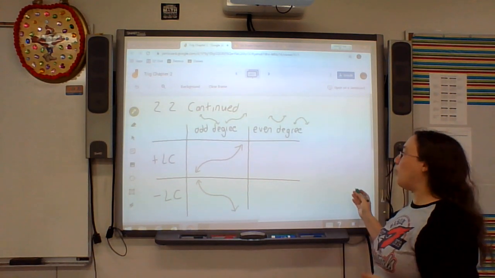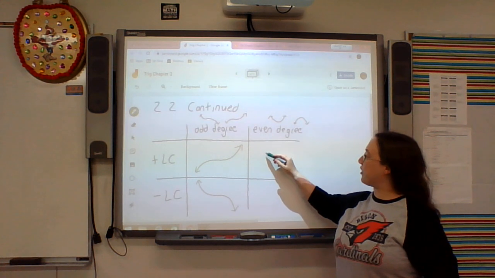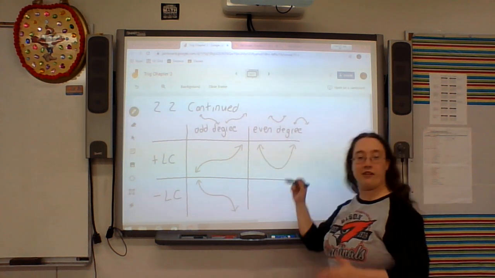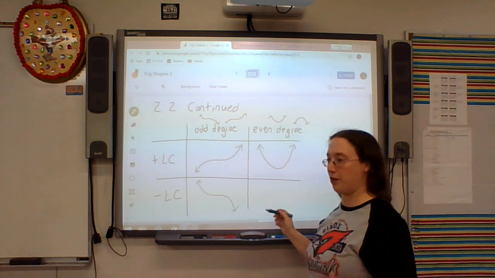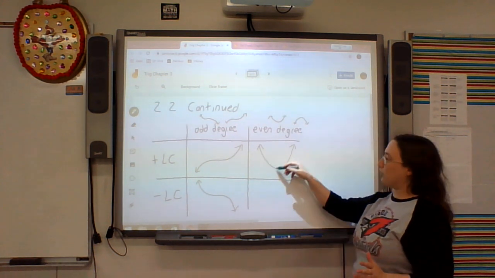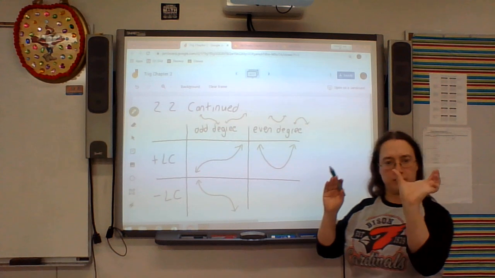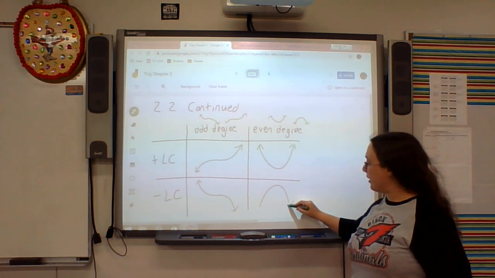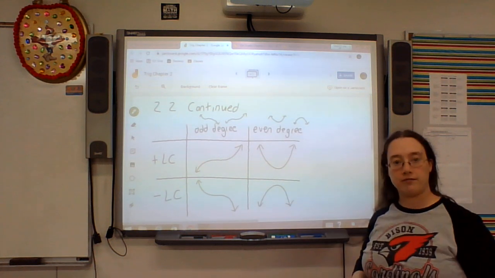And on our even ones, if our leading coefficient is positive, we're going to end up with something like this. Again, it might have some ups and downs in between depending on what exactly our polynomial is doing, but the ends are generally going to look like this, just like a right side up parabola. And if our leading coefficient is negative, it's going to be heading down.